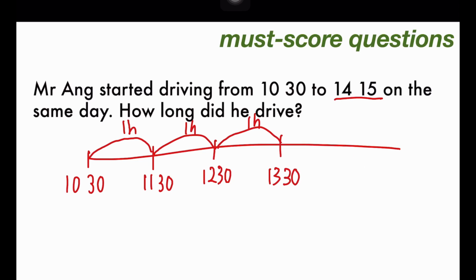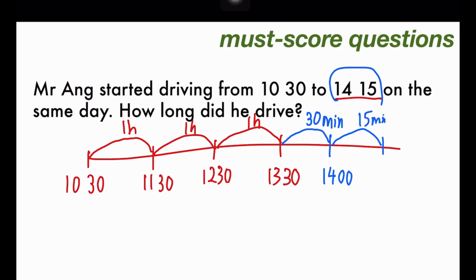From 13:30, I will move on to the next hour, which is 14:00. So how do I go to 14:00? I will add 30 minutes to it. Now remember, the ending time is 14:15. So how do I derive 14:15? I have to add 15 minutes more, which gives me 14:15.